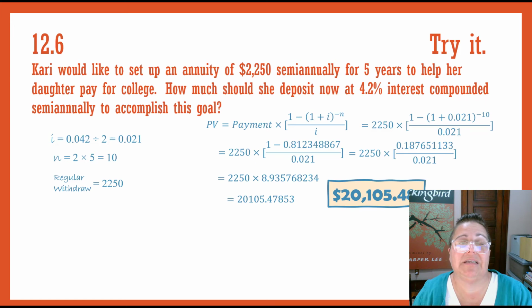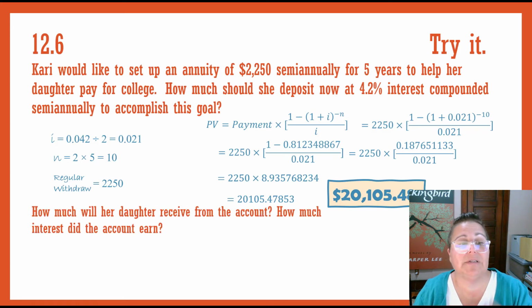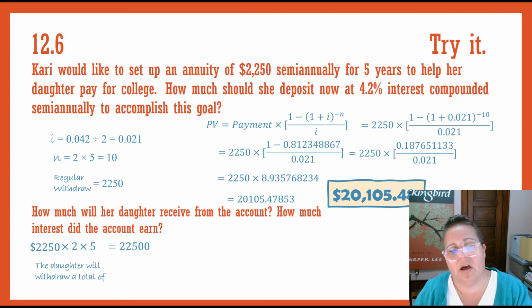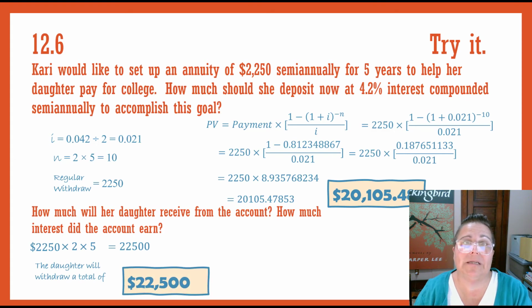Now, how much is Carrie actually going to receive from this account? Well, she's going to take $2,250 out of this account twice a year for 5 years, or 10 times. This is $22,500. So Carrie's daughter will withdraw a total of $22,500 from this account.